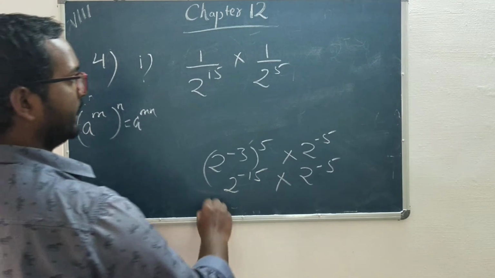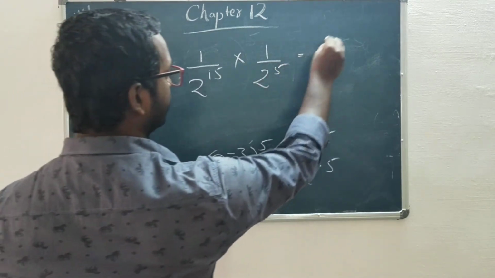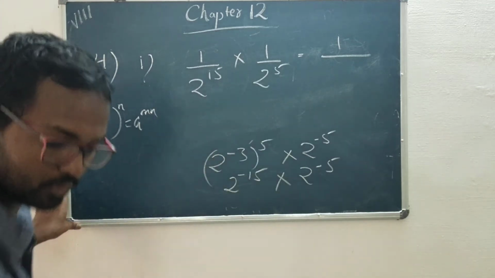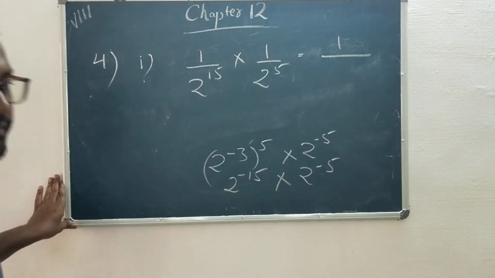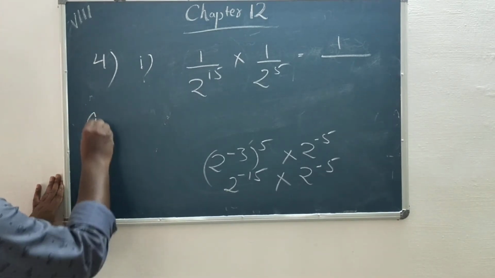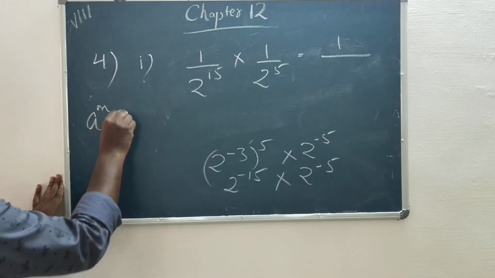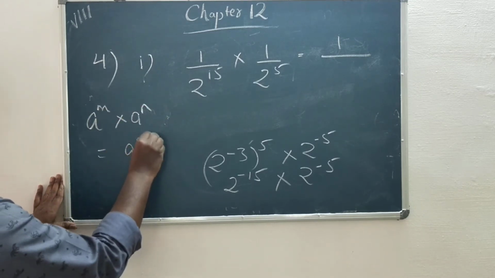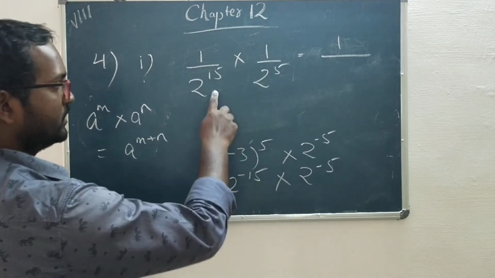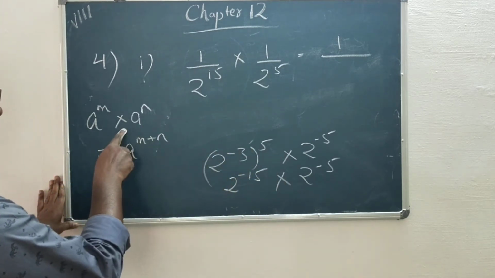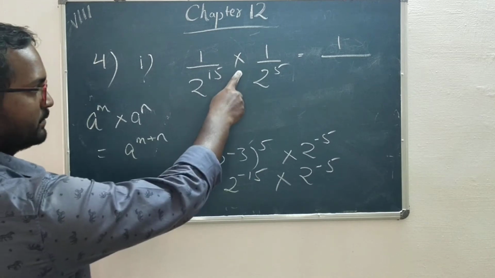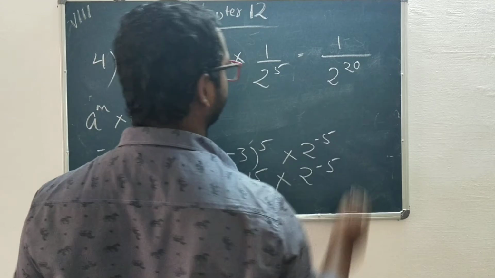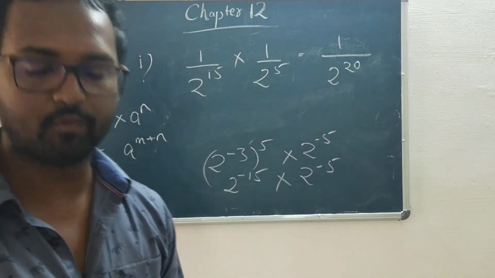Now if we solve this, we get 1 into 1, 1, over 2 to the power 15 into 2 to the power 5. We know that when the base is the same and the sign is multiplication, we have to add the powers. The base is 2 and 2, so we add the powers and we get 2 to the power 20. So 1 by 2 to the power 20 is the final answer.